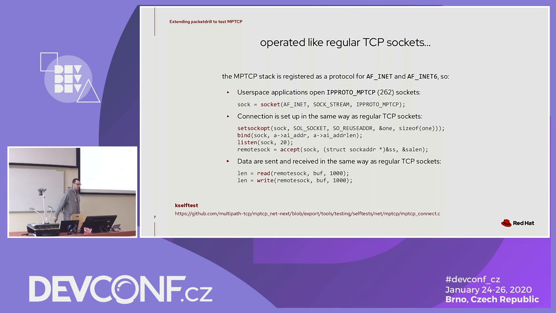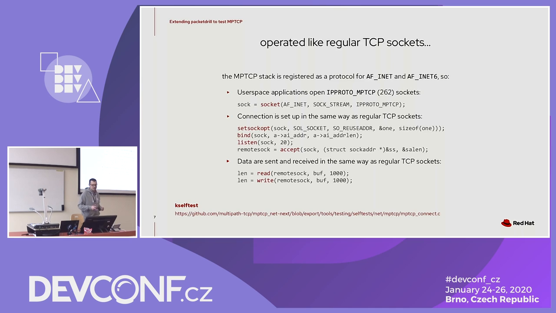Okay, so how do we use MPTCP for real? Typically, from the programmer's point of view, this is what you have to do to use the MPTCP protocol. The stack registers to the kernel as a protocol for IPv4 and IPv6. So you have to call socket using the new IPPROTO_MPTCP, which has been extended to 16 bits in order to cope with this new value. And then after the socket is created, you can operate the socket like it was a regular TCP socket.